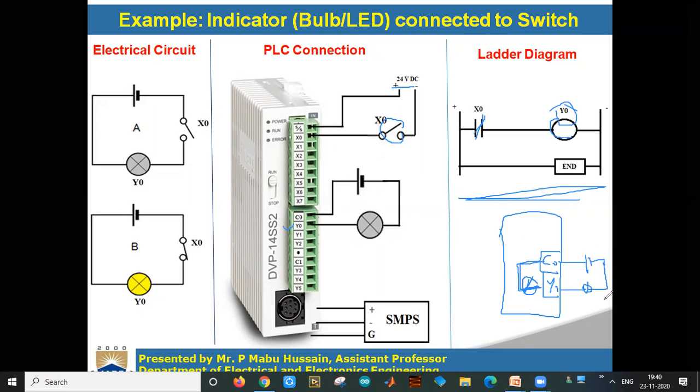Okay, now this bulb will get the power and it will glow. See here, your output bulb will glow with your external power supply only, not from the PLC supply. So the PLC will just act like a switch. The terminals, either inputs or outputs, are like switches.